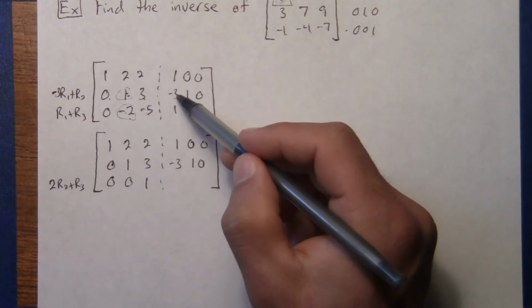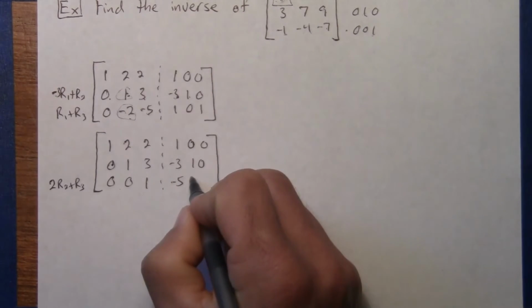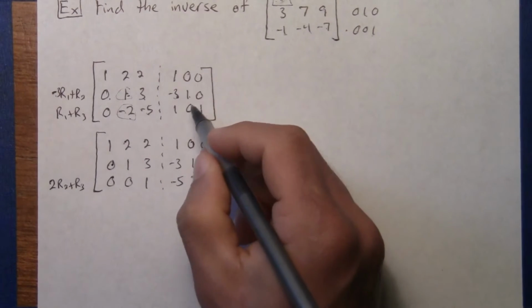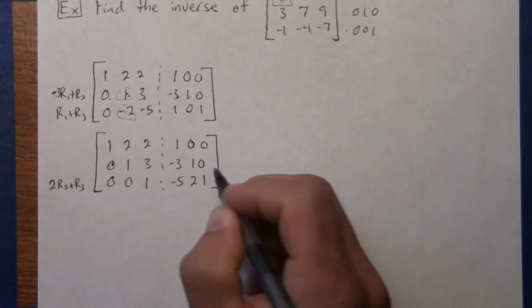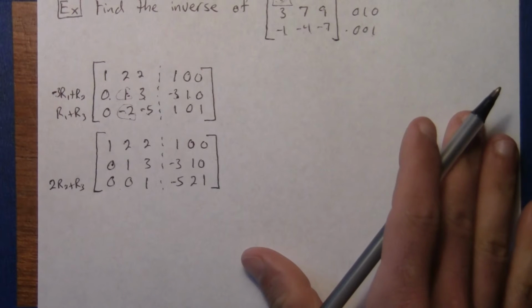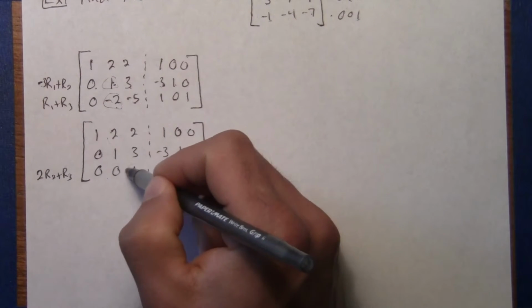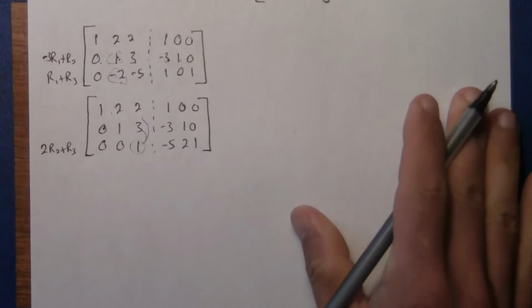Again, multiplying by 2, so -6 plus 1, or -5. 2 plus 1, or 2. Sorry, 2 plus 0, or 2. 0 plus 1, or 1. And now I've got the ones in the main diagonal. Now we can do the Jordan part of it. Let's get rid of these. So starting using this one, let's get rid of those 2 numbers.